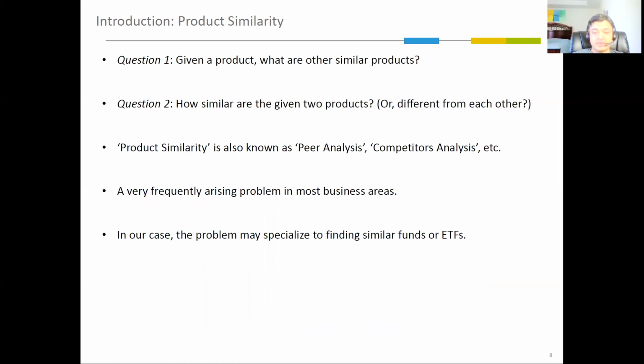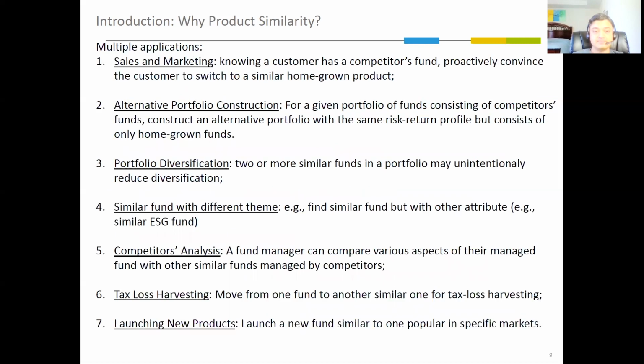And in our case, because we are talking about mutual funds or ETFs, the problem specializes to finding similar funds or ETFs. In our case, the product means mutual funds or ETFs. I'm going to use mutual funds and ETFs interchangeably for the purpose of this talk. They are the same. Just assume that they are the same.